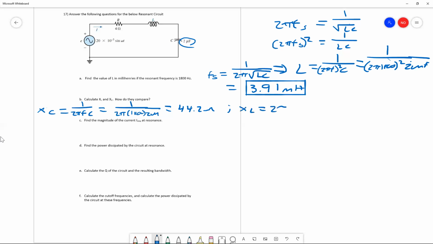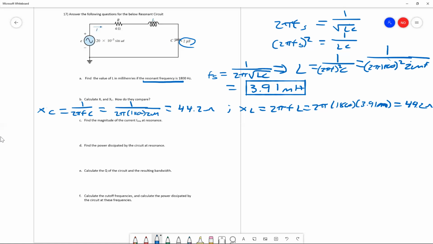Now, inductive reactance is 2 pi FL. That's 2 pi 1800 L, which we found earlier is 3.91 milli. And that gives us, again, 44.2 ohms. They're the same value. And that's what resonant frequency is. You should have expected that, or when you're taking the exam, you should expect that in a resonant circuit. You should have the same inductive and capacitive reactance. The X values should be equal to each other at the resonance frequency.